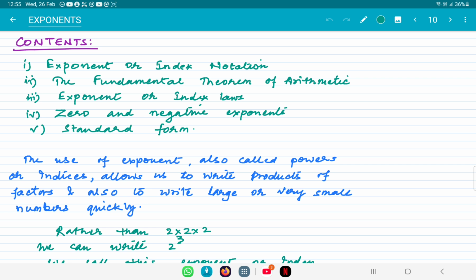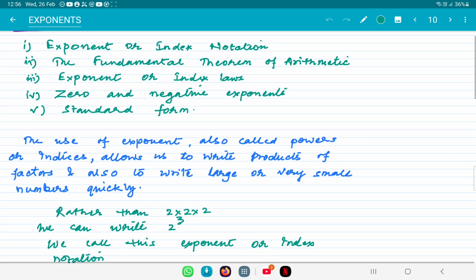Second, we will see the fundamental theorem of arithmetic. Third, exponent or index laws, by which we can do different sums with the help of exponent or index laws. So you can say it is exponent as well as index laws, both are the same. Then zero and negative exponent. We will see what zero and negative exponents are. And then standard form. It's a very easy chapter, you can easily grasp it.